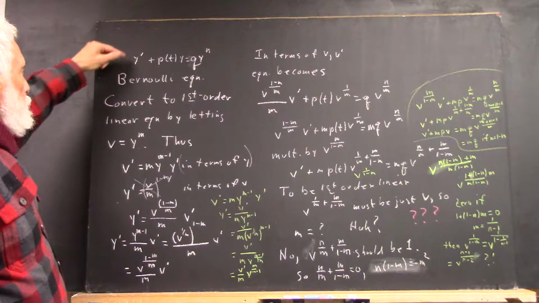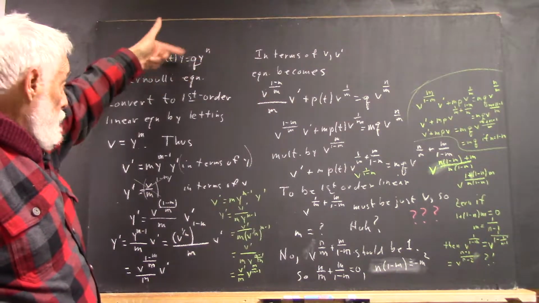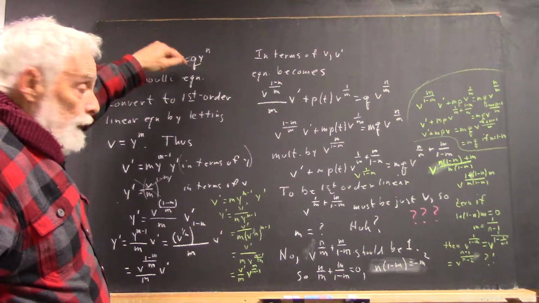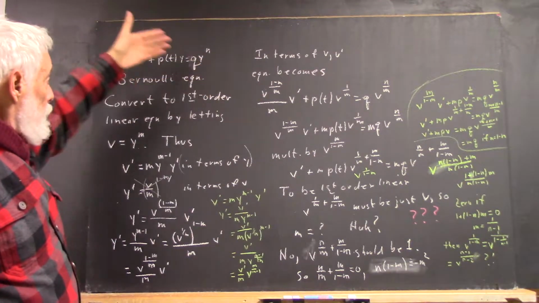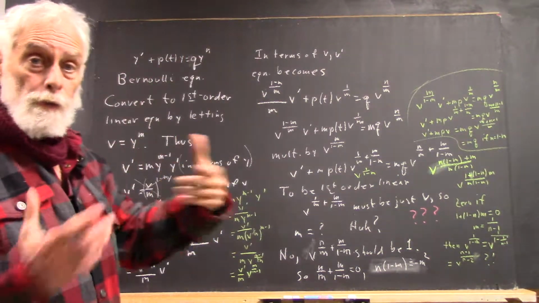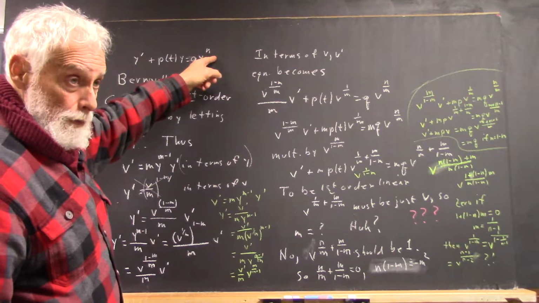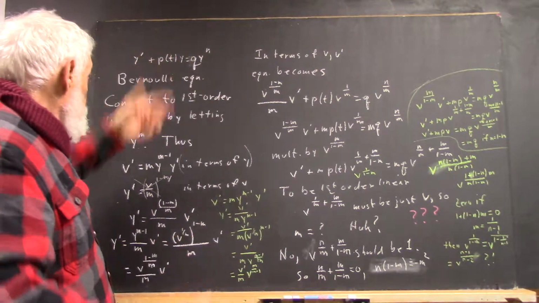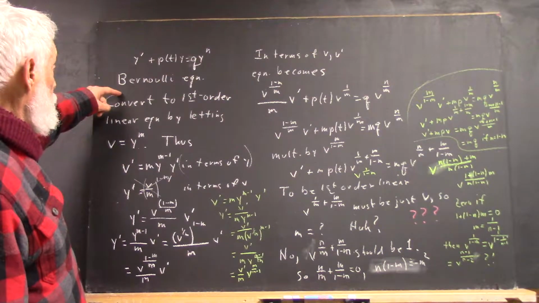We have the Bernoulli equation, y prime plus p of t y equals q of t. I didn't have room to write the t because I had to slip in the q of t times y to the n. This is of the form of a first order linear equation, except you've got this y to the n here. Turns out we're going to be able to fix that. Okay, so this is what we call a Bernoulli equation.